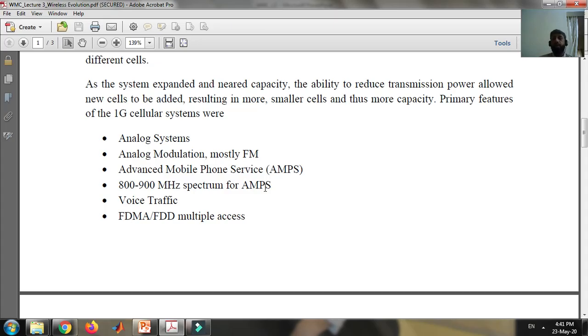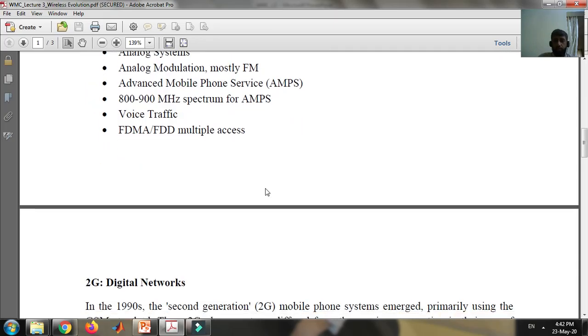The main channels that were employed were frequency channels. So the duplexing was achieved through frequency division duplexing, and the multiple access was also frequency division multiple access in those systems. Primarily those networks were designed for voice traffic. So those systems could only be used to provide voice connectivity between two users, and there was no support for data at that time.